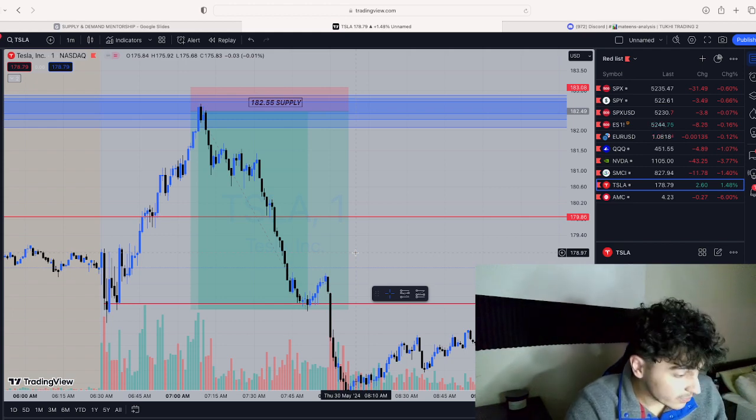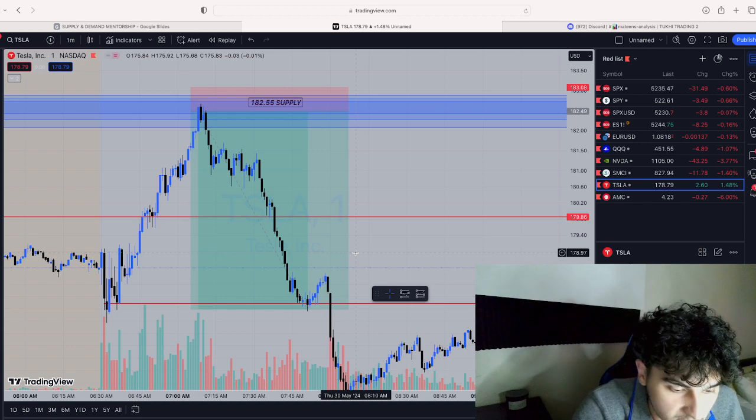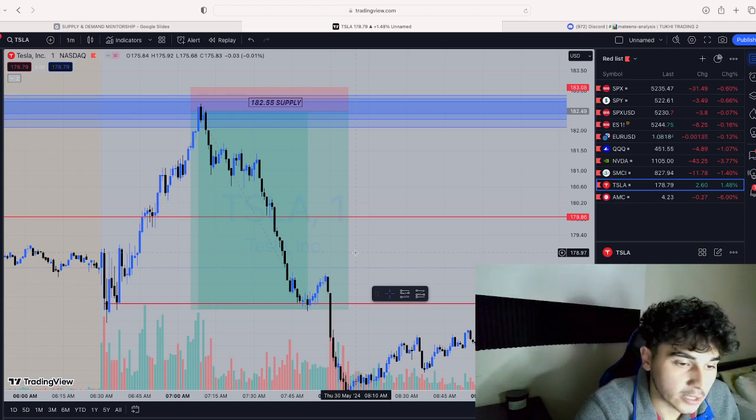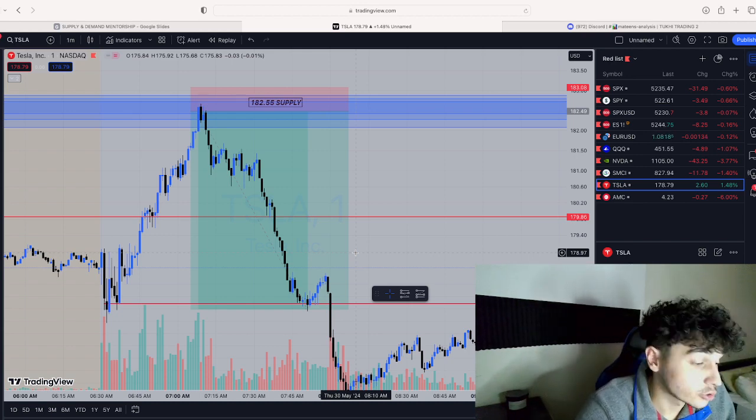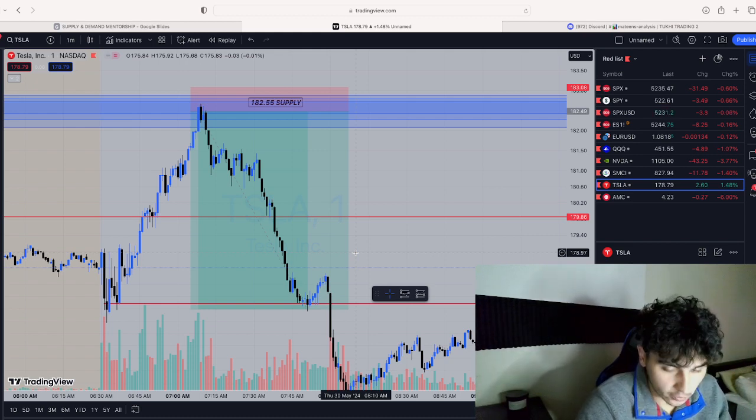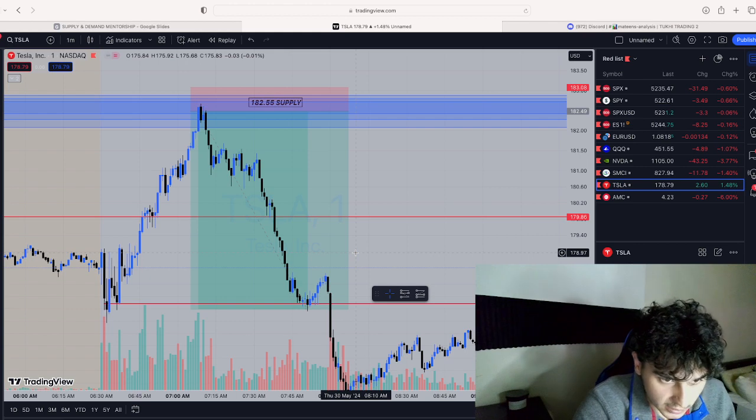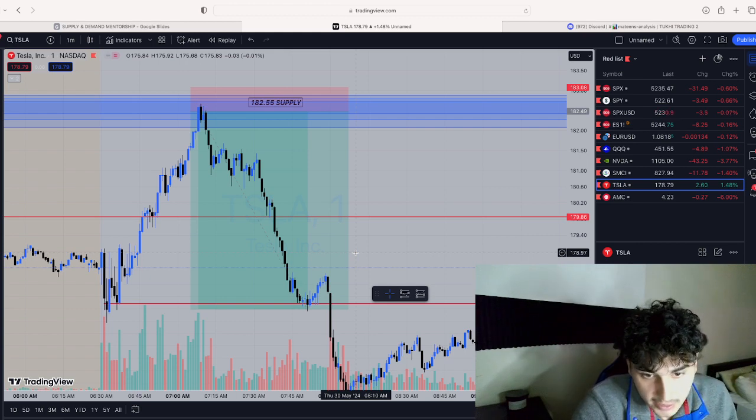So supply and demand, very, very possible. And obviously you can see it results in very beautiful trades if traded and drawn correctly. That's one of the biggest things. So that's going to be that.